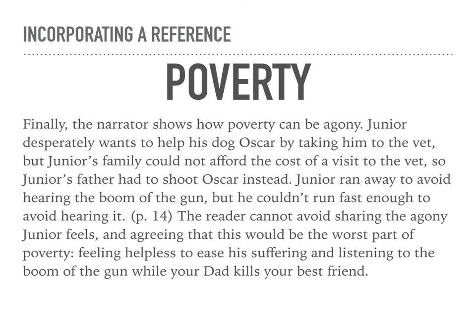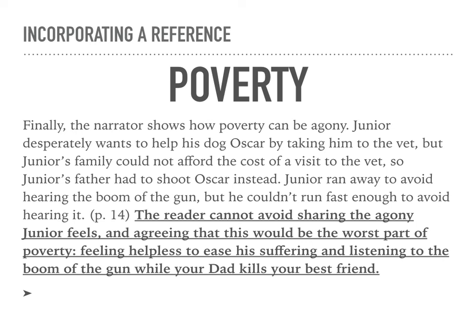Finally, the narrator shows how poverty can be agony. Junior desperately wants to help his dog Oscar by taking him to the vet, but Junior's family could not afford the cost of a visit to the vet, so Junior's father had to shoot Oscar instead. Junior ran away to avoid hearing the boom of the gun, but he couldn't run fast enough to avoid hearing it.